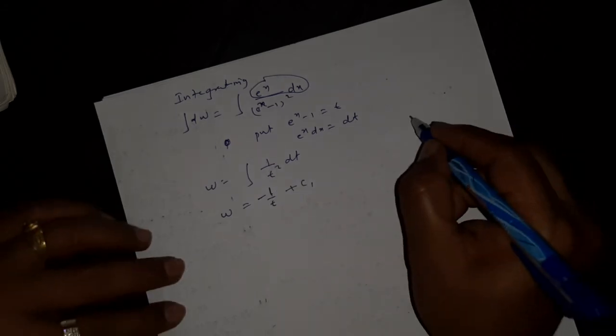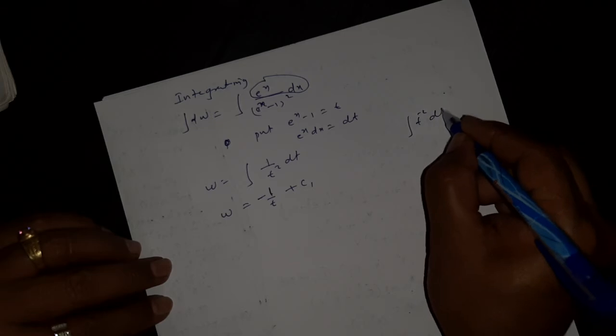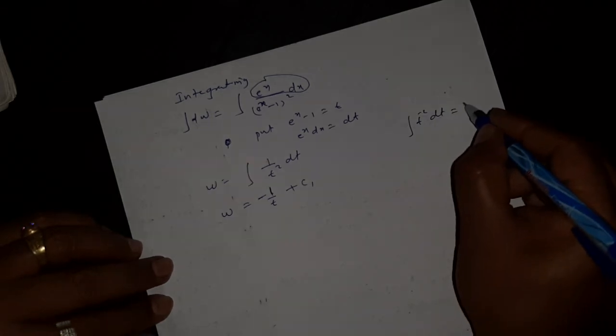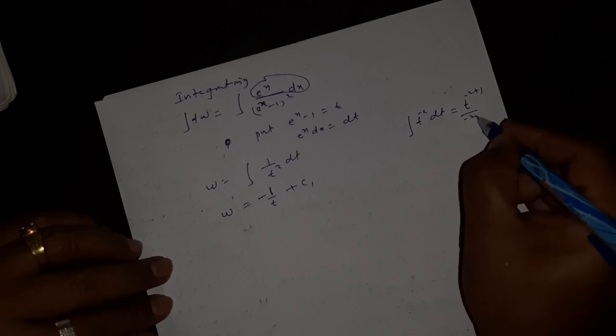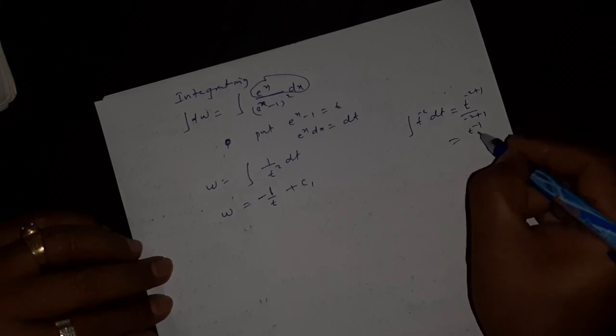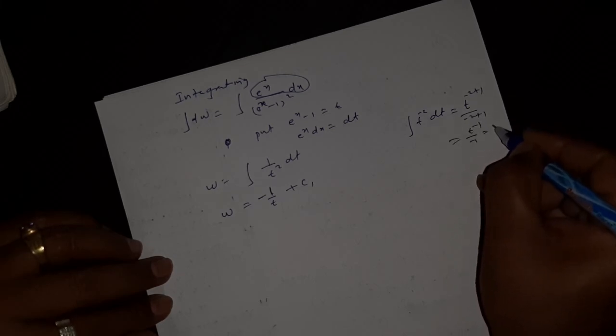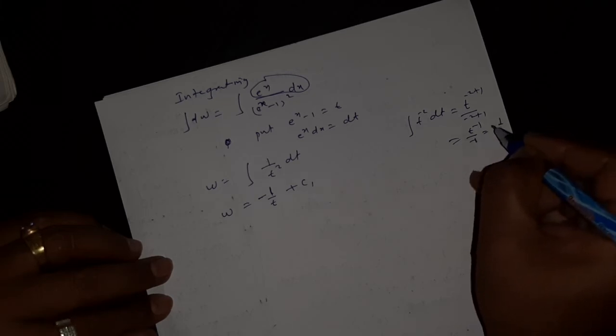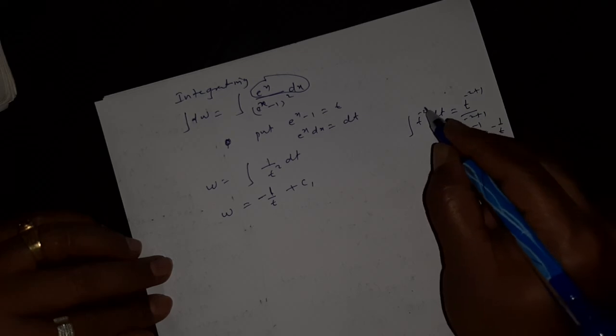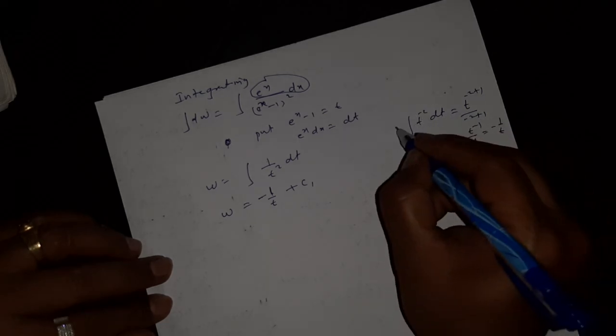Integration of 1 by t square is minus 1 by t, because the derivative of 1 by t is minus 1 by t square. Or 1 by t square means t raised to minus 2, and the integration of t raised to n is what? T raised to n plus 1 divided by n plus 1. That is t raised to minus 1 by minus 1, this minus 1 gives a minus sign, 1 by t. Minus 1 by t is the integration of t raised to minus 2, that is 1 by t square.